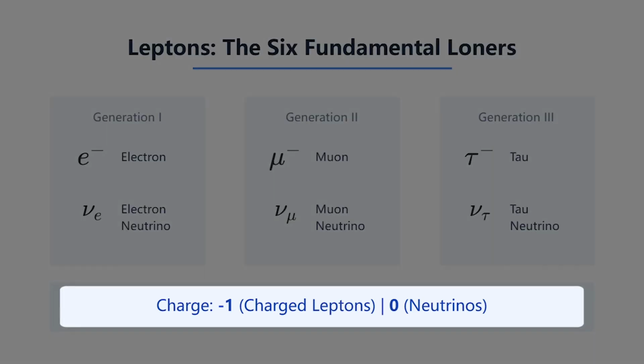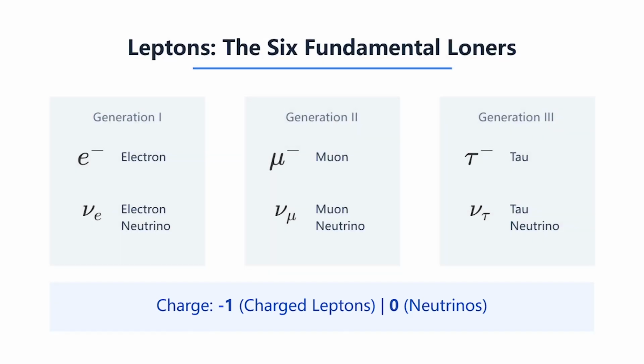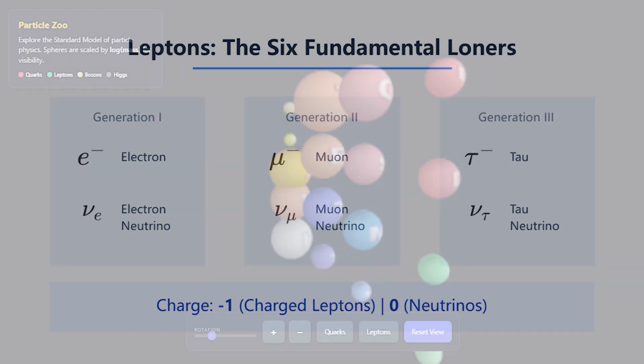Notice the mathematical elegance in their properties. The charged leptons, the electron, muon, and tau, all carry a charge of exactly -1. Their neutrino counterparts, on the other hand, are electrically neutral. This neutrality is why billions of neutrinos are passing through you right now without leaving a trace.